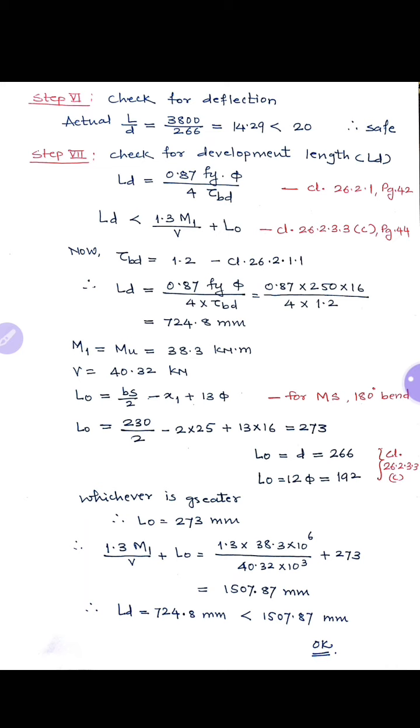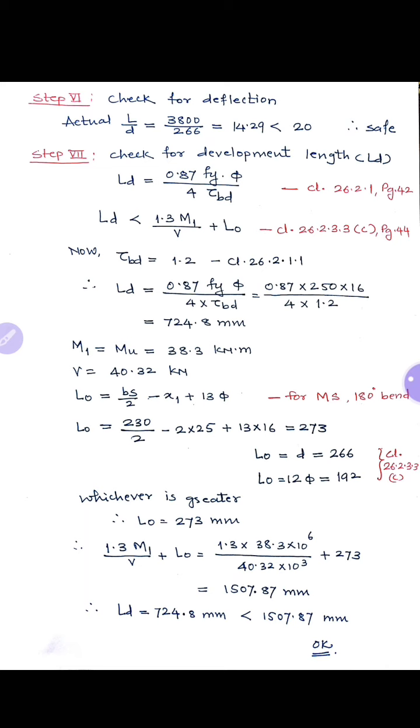And at the same time it suggests that as per clause 26.2.3.3 C, page number 44, this LD which we have calculated should be less than 1.3 M1 by V plus L0. Now first we are going to calculate this LD, 0.87 FY phi by 4 tau BD. This tau BD is a bond stress because we are checking bond, so we have to calculate bond resistance. This bond stress tau BD is 1.2, which is given in table 26.2.1.1. So this LD we will be getting as 724.8 mm.